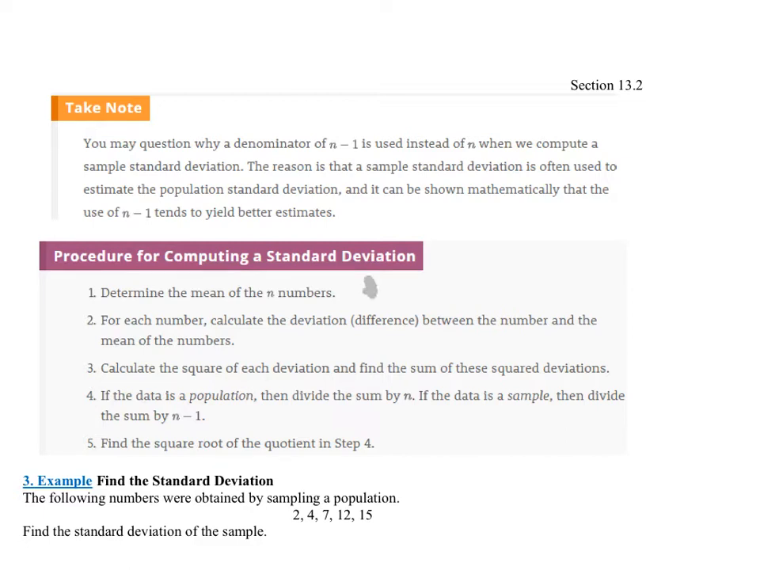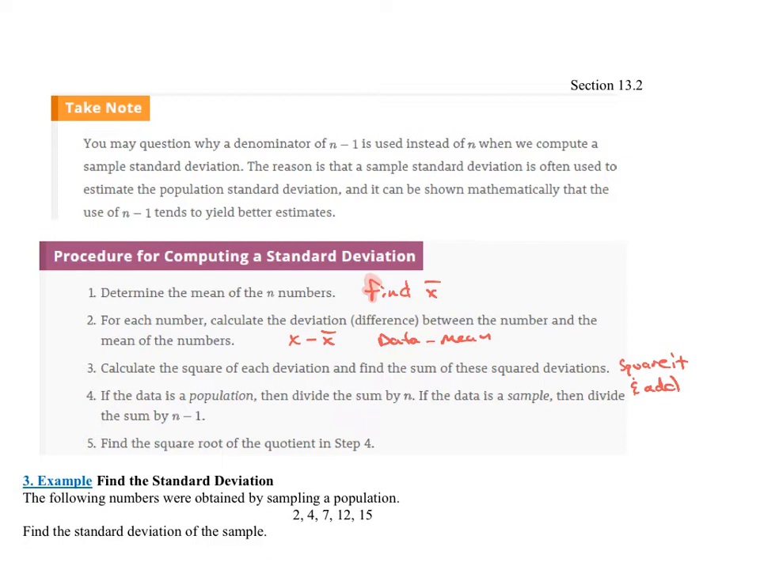So the first one is find x bar, the mean. Second one is do the data minus the mean. Data minus mean. The next one you're going to do is square it. Whatever numbers that you got, you're going to square it. And then it says, and add them. Square it and then add them together.